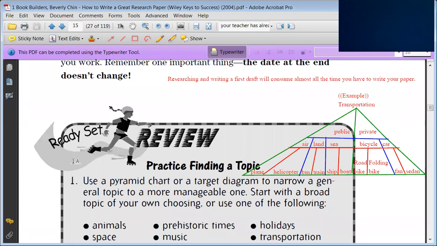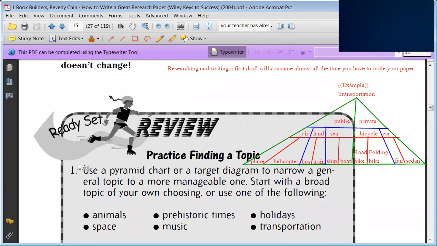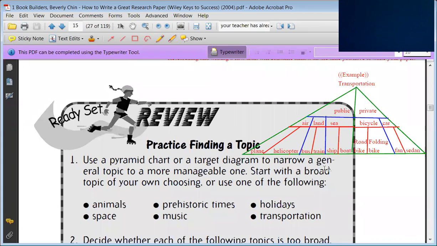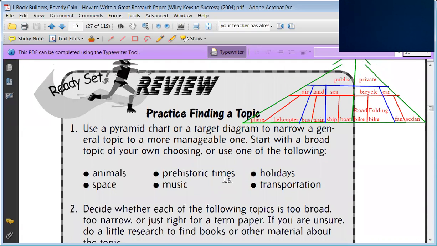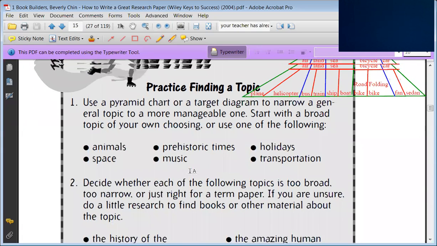Here we have an example of the pyramid diagram. Okay. Practice finding a topic. Let's see what is needed here.